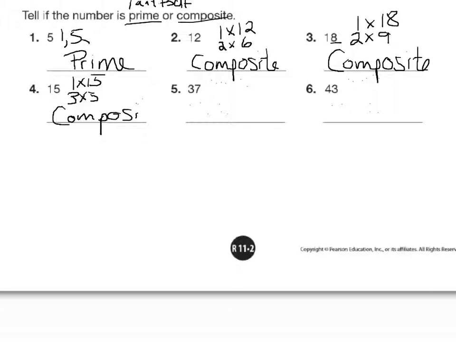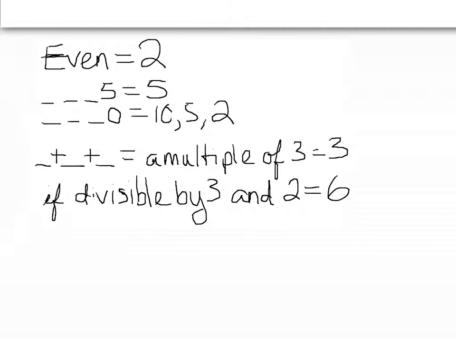Alright, now I want to go on and teach you some tricks to find out if something is divisible by something or not. Besides that, if you know your multiplication facts, then obviously this will be a lot easier for you, and if you know your factors already. So, here are some other tricks. If it's even, any even number is going to be divisible by 2. So, any even number that you can think of is always going to be divisible by 2.